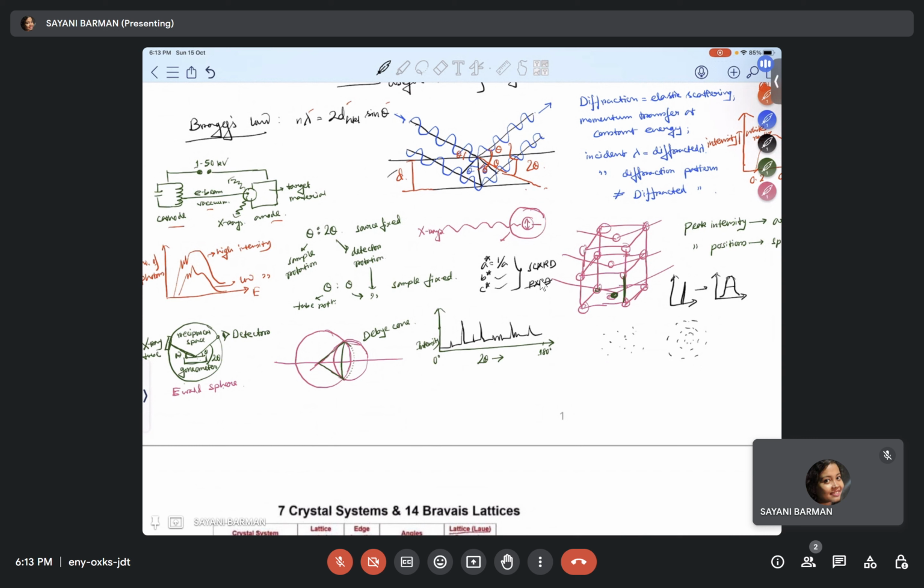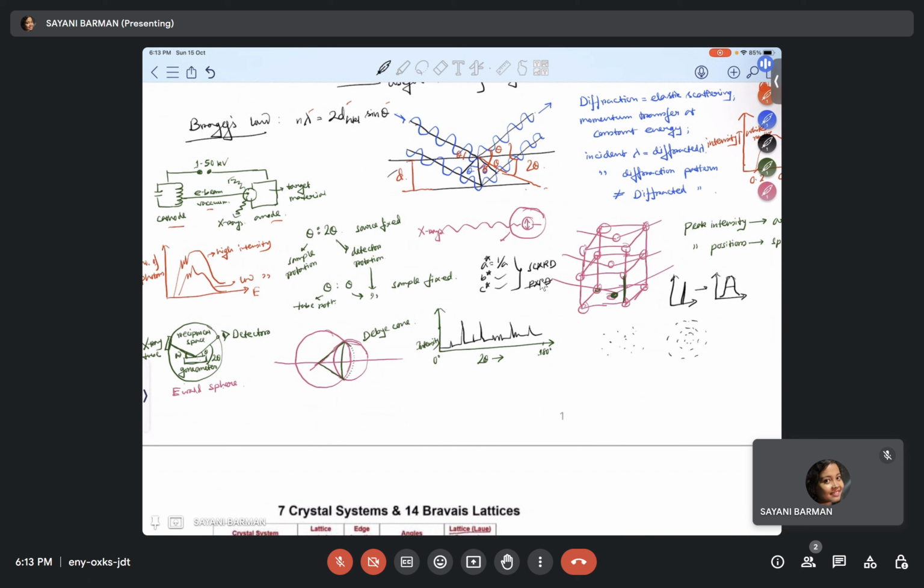Now the next one is the optical band gap. Optical band gap is basically the gap between the valence band and the conduction band. The energy required to move the electrons from the valence band to the conduction band by absorbing a photon is called the optical band gap. Now, there are two types of optical band gaps. One is direct band gap and one is indirect band gap.